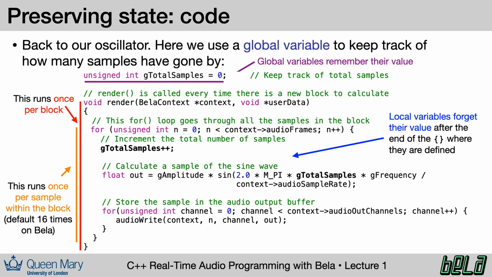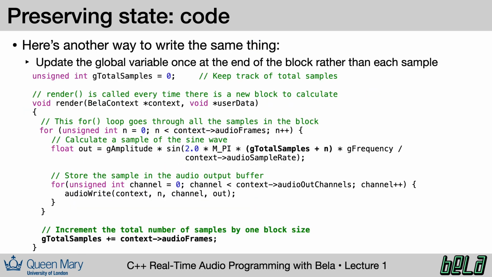What this means is that the total number of samples needs to be incremented once per loop. So unlike n, gTotalSamples will remember its values from one call to render to the next and will steadily increment over time, giving us a good sine wave. There are some other ways to write essentially the same block of code.